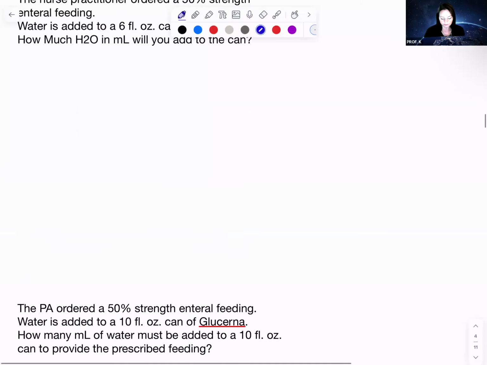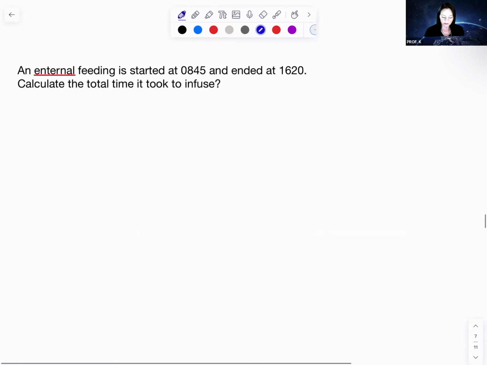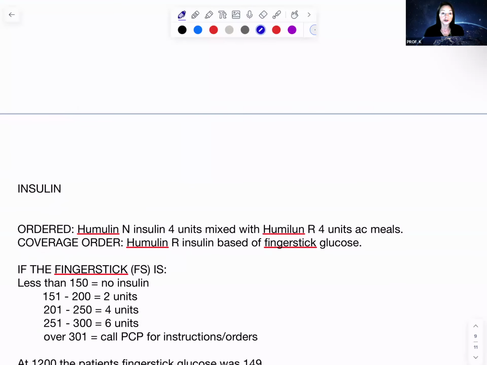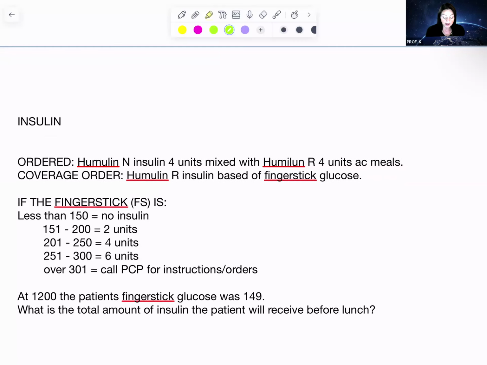Let's talk about insulin and the types of insulin you have to understand. When it comes to insulin, there's a couple kinds of orders you're going to see: standing orders and coverage orders. Standing orders mean the patient's going to receive it at a very specific time, and that's where learning your abbreviations comes in. Look at this very first question. The patient has an insulin order: Humulin N, which is a long-acting insulin. The doctor ordered 4 units of Humulin N, and he wants you to mix that with Humulin R, 4 units, AC meals.